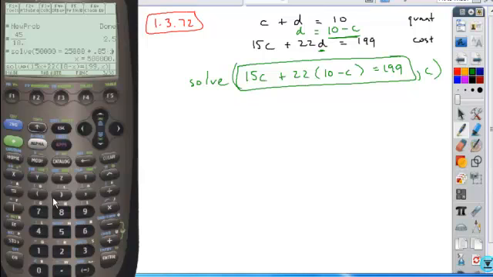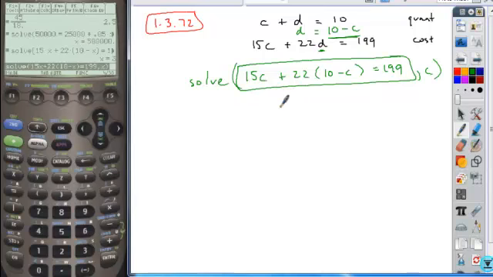So here's my equation solver. When I hit enter, I get my x value to be 3, my c value in this case to be 3, so what would my d value be? 7. 10 minus 3, or 7. And so those would be my two solutions for that.